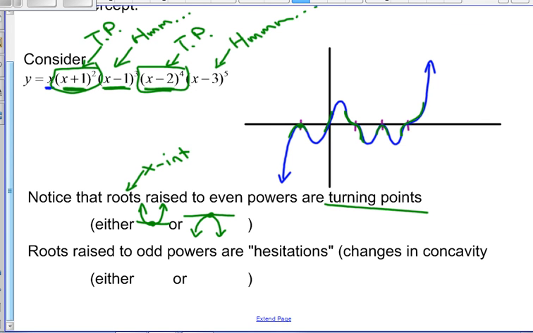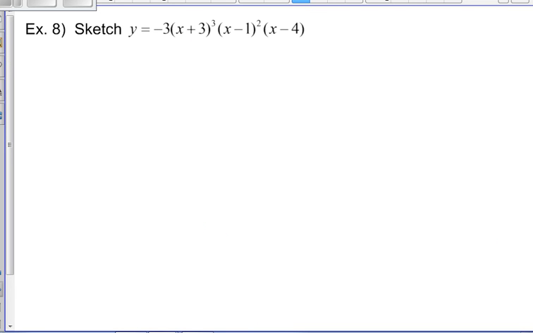Roots that are raised to odd powers are what we might call hesitations, or technically they're called changes in concavity. So they look like going up, maybe turn around, but no, decide to keep going. Or if they're coming from the negative, going downwards rather, they look like this. Okay? They look kind of like your most basic cubic graph. Anytime you have an odd power, that's going to take place on a root. So let's do a sketch using that.